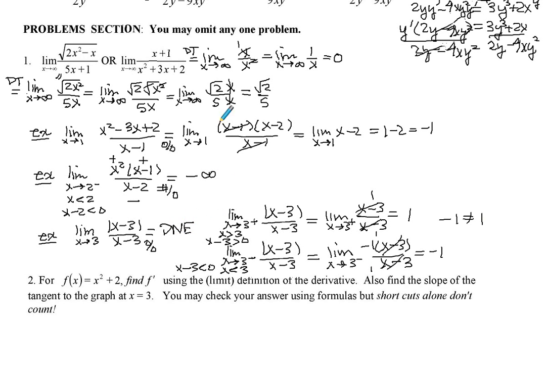Now there are a few more things to review in that section. We did the squeeze theorem, and we did limits of piecewise functions too.